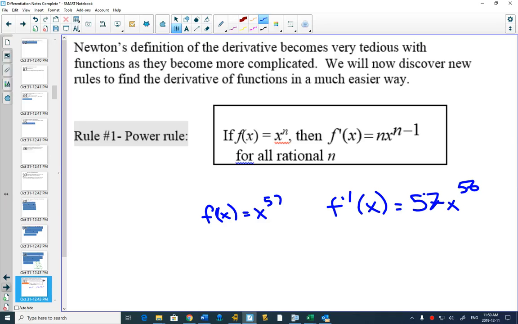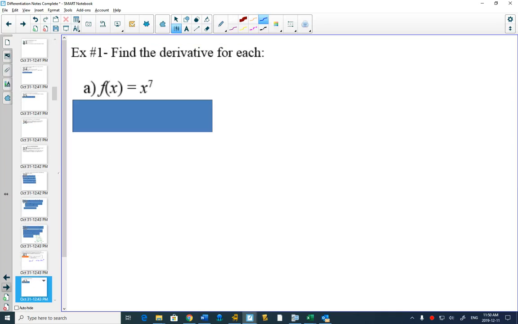Super fast. Question. Find the derivative. Think back. This used to take us 5 minutes. Did I shave off 4 minutes and 59 seconds? Maybe even more. How long does this take you now?